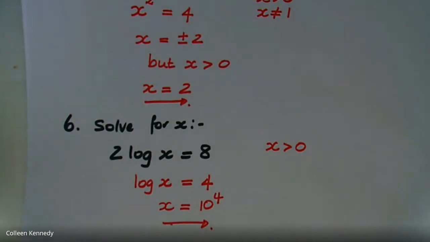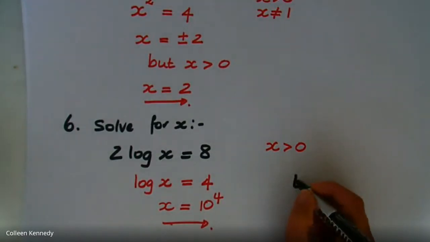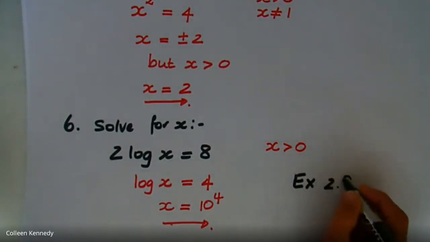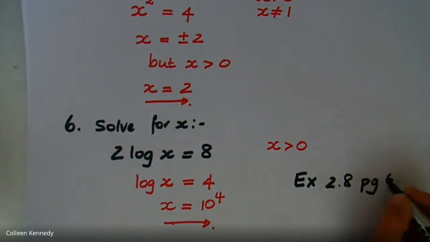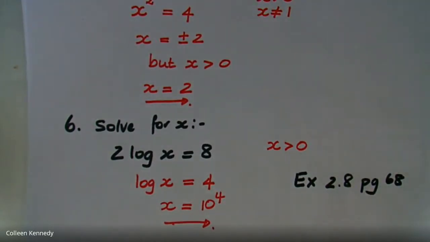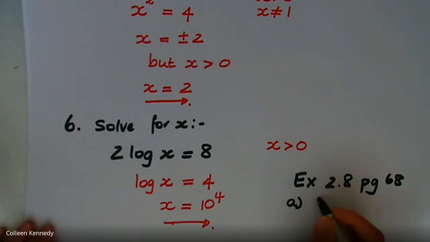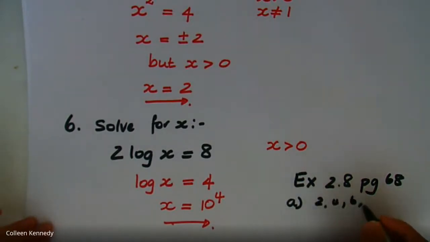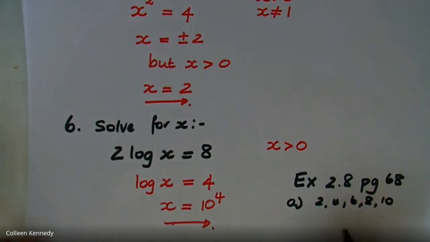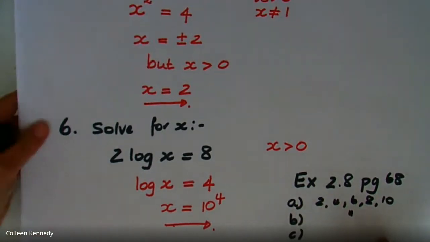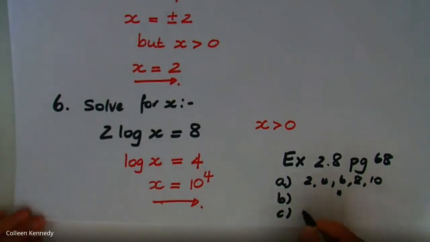Okay, so the exercise that I want you to work on now, and there is a little bit of time left, you can go and do it now. It's page 68, exercise 2.8. In A, I want the right-hand column, so it's 2, 4, 6, 8, 10. In B, I want the same, please. In C, if you could do 1 and 4, please. And the whole of D.